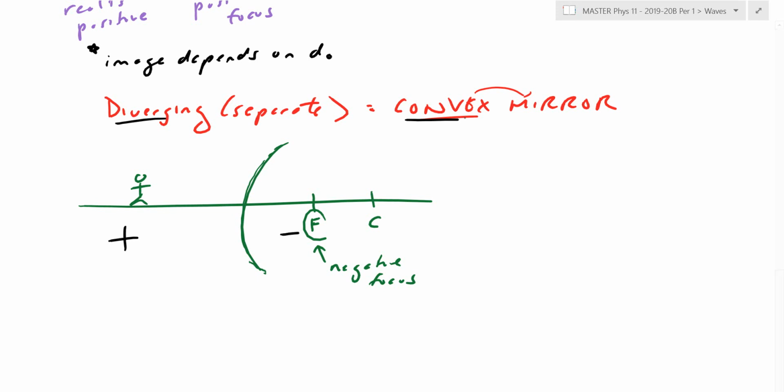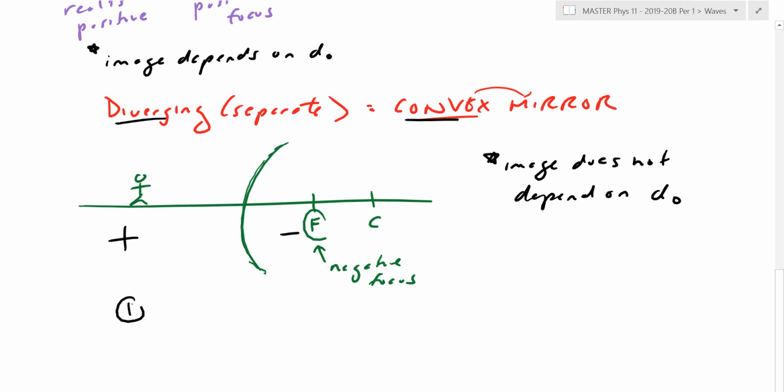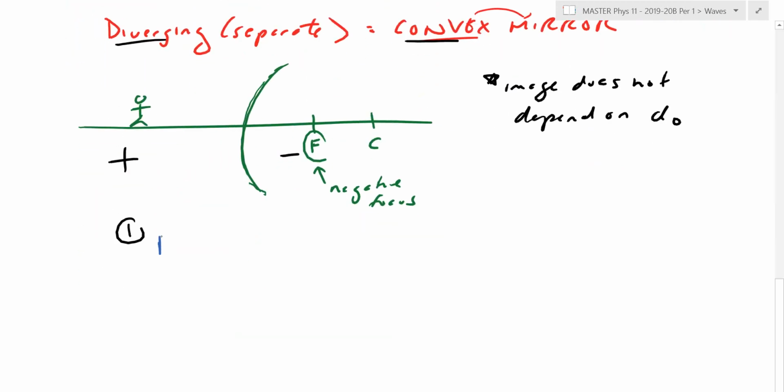For this one here, the image does not depend on D naught. So again, the next time you look at a spoon, whether you're really far away from the bulgy side or closer, you're going to end up seeing the same image anyways. For this one here, we're going to do our ray diagram. Make sure you know how to draw ray diagrams for each of these devices. So this one here, we're going to draw a parallel ray, reflects as if through F, because that's the notion here.